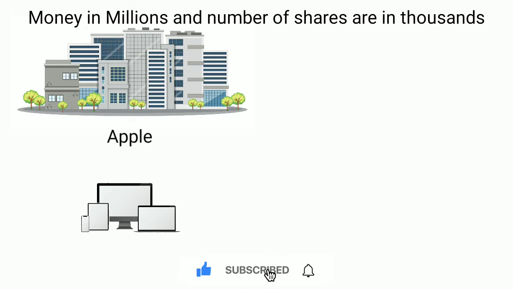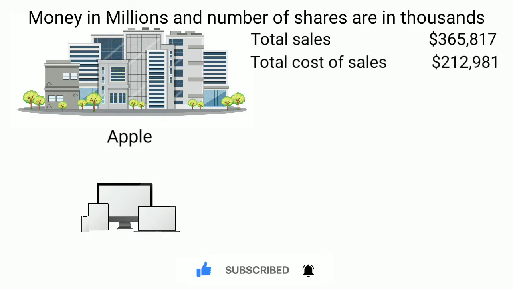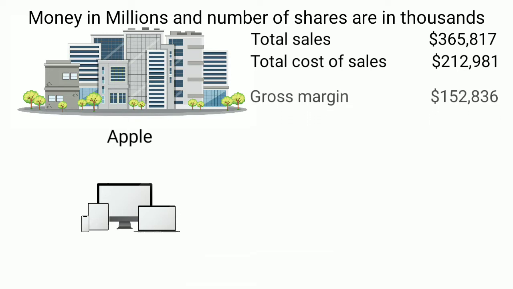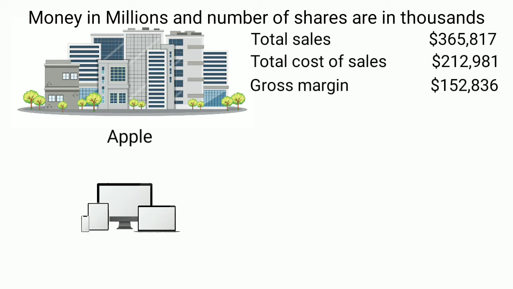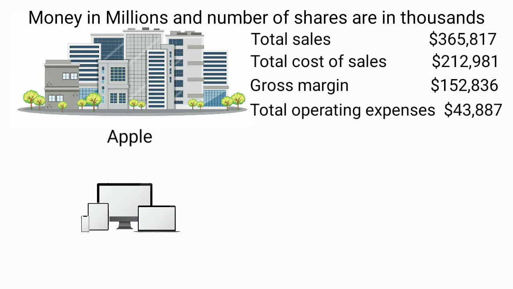For the end of the financial year, the total sales of Apple products is $365,817,000,000. The total cost of sales is $212,981,000,000. To calculate gross margin, we subtract total cost of sales from total sales. The total operating expenses for the financial year ended is $43,887,000,000. To get operating income, we subtract the total operating expenses from gross margin.